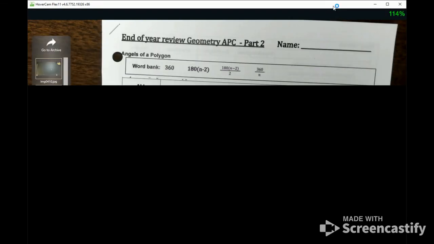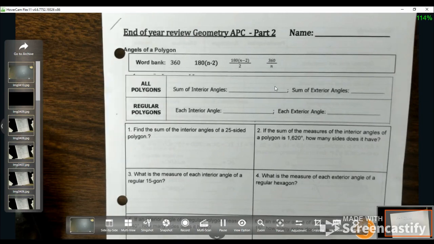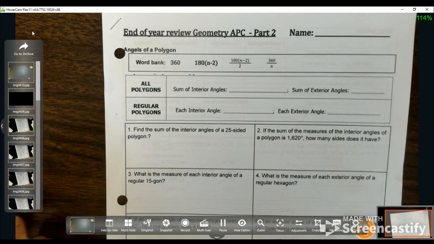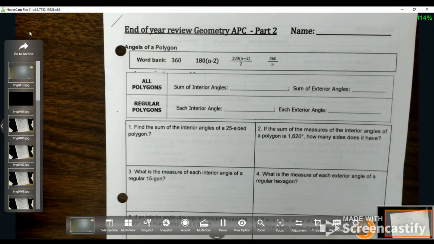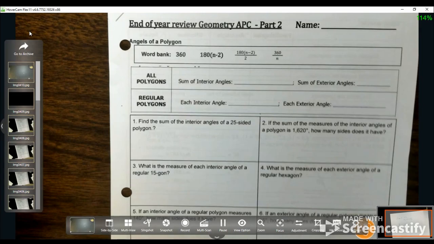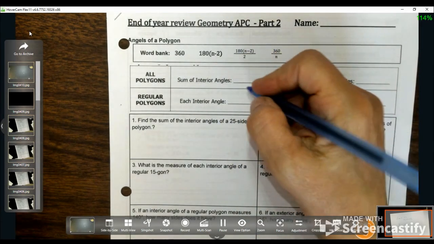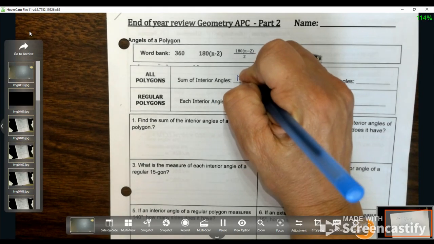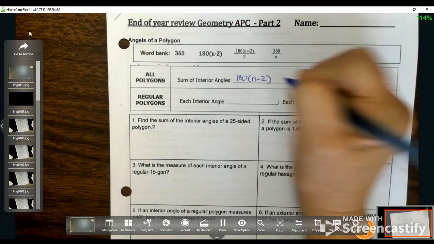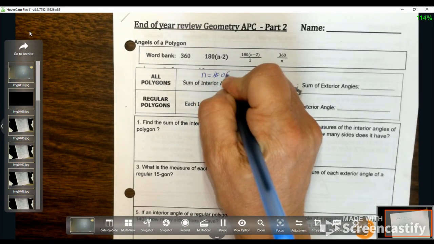Everybody, it's me, Miss Yu, and we are going to go over the second part of our geometry review. We're going to talk about the angles of a polygon, and we talk about all polygons. The sum of the interior angles goes by the formula 180(n - 2), where n is equal to the number of sides.